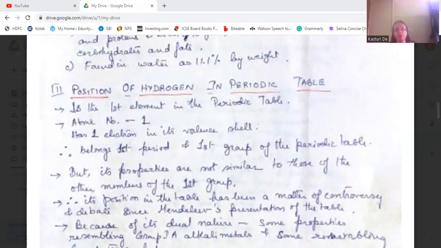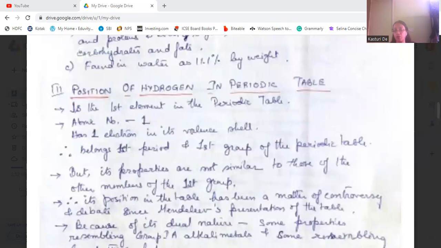Not all the properties are similar to the first group elements. That's why its position in the table has been a matter of controversy and debate since Mendeleev's presentation of the table. Since Mendeleev gave the periodic table, there has been controversy about which group to place hydrogen in, because not all of its properties match the first group elements.